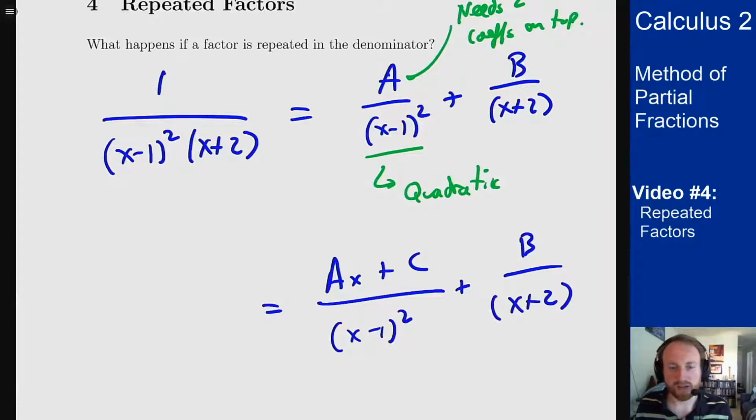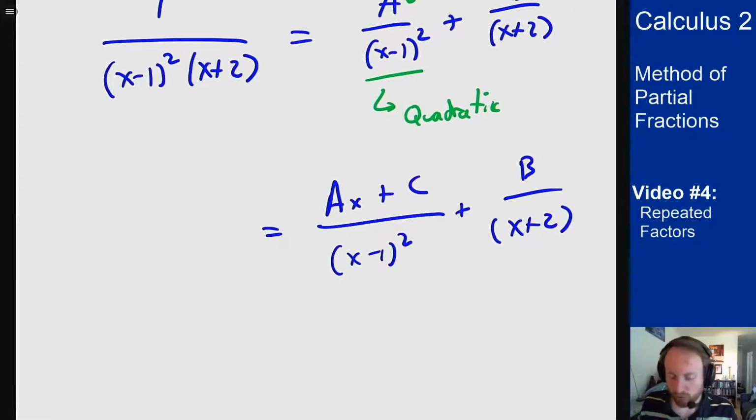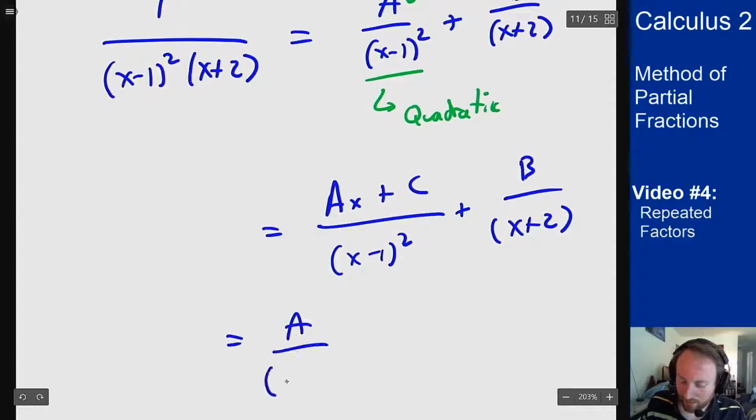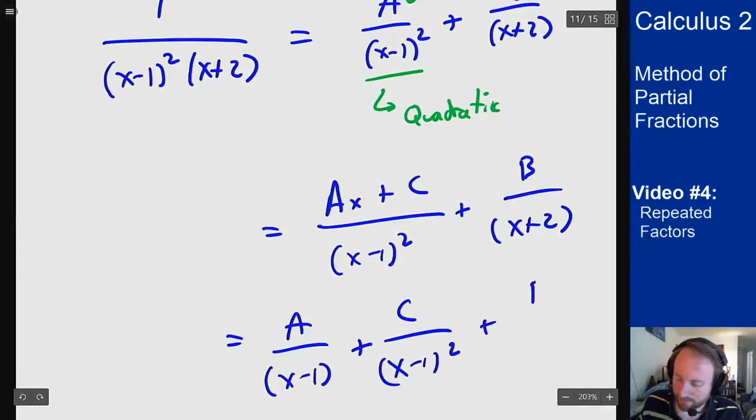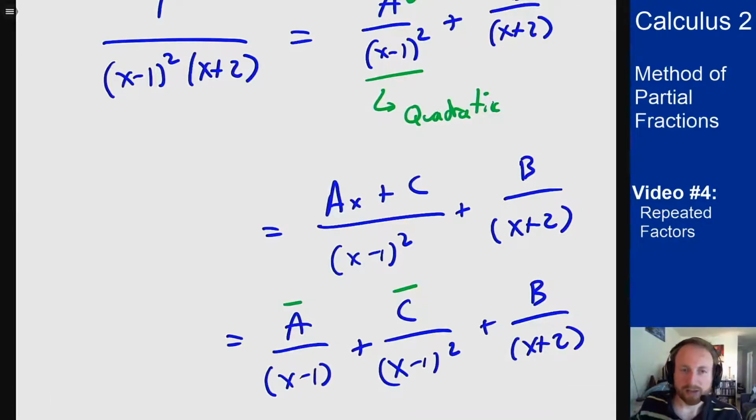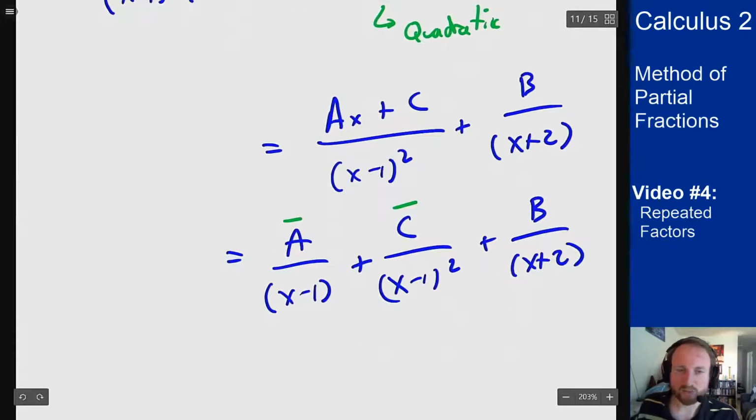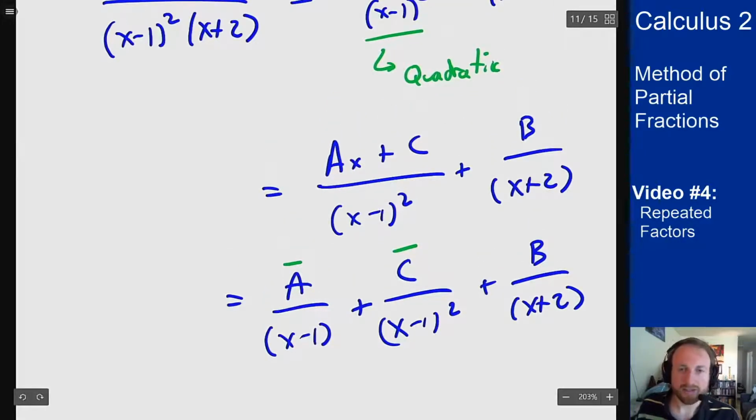However, that's not the easiest way to work this out. It turns out a setup like this is also equivalent to A over x minus 1 plus C over x minus 1 squared plus B over x plus 2. These are not the same A and C, so I'll put lines over them. But I can also do the setup this way. And the reason why I like this one better is because it's easy to integrate. I know how to integrate 1 over x minus 1. I know how to integrate 1 over x minus 1 squared. What I don't know how to do is x over x minus 1 squared. That's going to require substitution and moving things around. It's going to be kind of annoying. So the easier way to set it up is like this here.